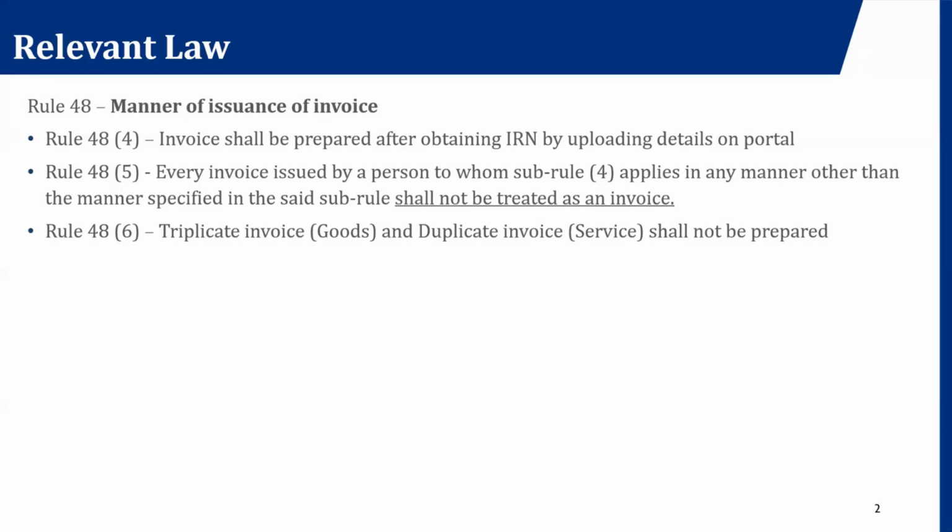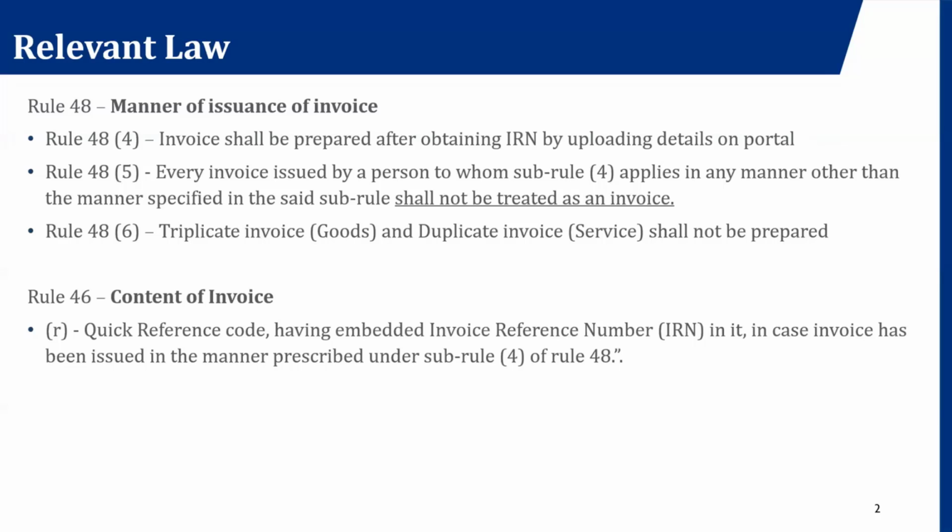Then 48.5 says that every invoice issued by a person to whom this sub-rule 4 is applicable, if that registered person is not following the manner, then that will not be treated as an invoice itself. And 48.6 says that triplicate invoice and duplicate invoice will not be prepared where the e-invoice is prepared. So we need not maintain the triplicate and duplicate invoices in case of goods and services separately, where the e-invoice is specifically made applicable.